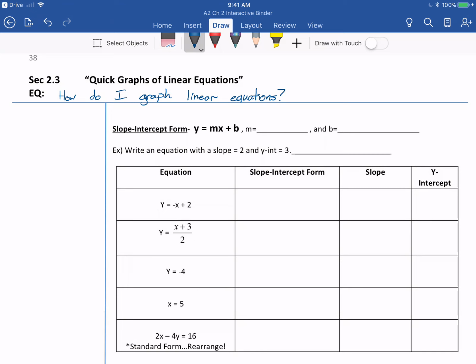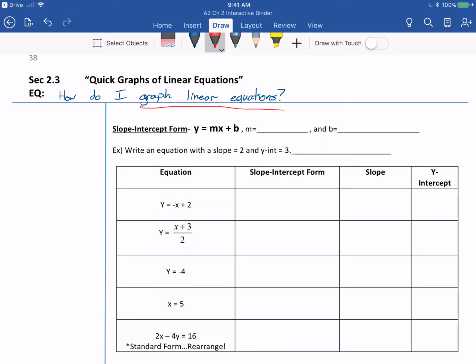All right, so 2.3 is quick graphs of linear equations, and this is really a good review from Algebra 1. You guys have seen this before, you've done this before. We're just reviewing it, going through how to do it again, making sure we have this down pat before we get moving on to tougher stuff. Essential question today: how do I graph linear equations?